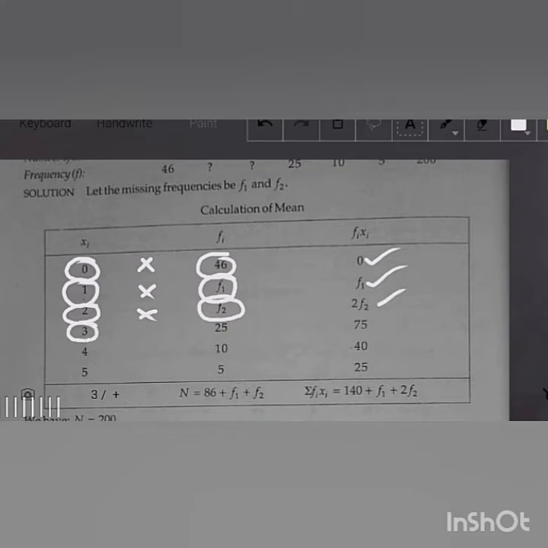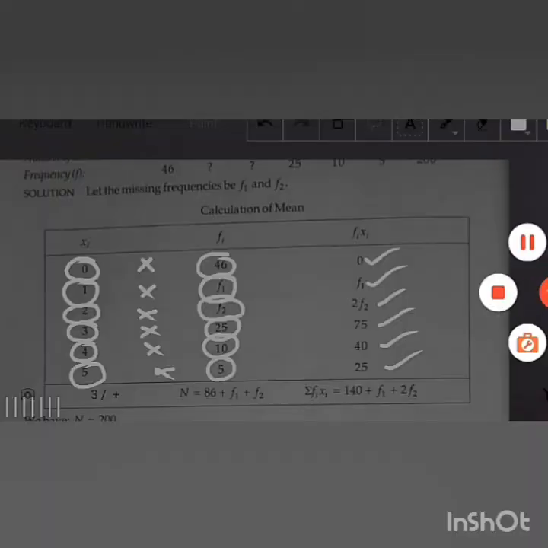3 into 25 is 75. 4 into 10 is 40. 5 into 5 is 25. So with this we got all the products of frequency and mid values.